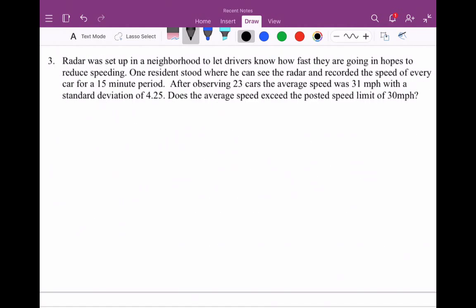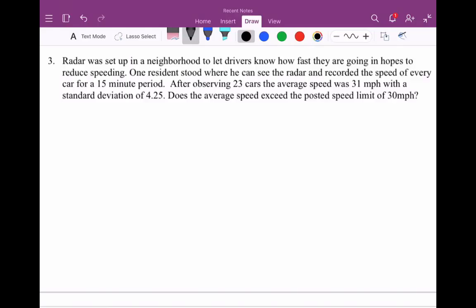Moving on to number 3, radar was set up in a neighborhood to let drivers know how fast they are going in hopes to reduce speeding. One resident stood where he could see the radar and recorded the speed of every car for a 15-minute period. Apparently, he had nothing better to do. After observing 23 cars, the average speed was 31 miles per hour with a standard deviation of 4.25. We want to know, does the average speed exceed the posted speed limit of 30 miles per hour?